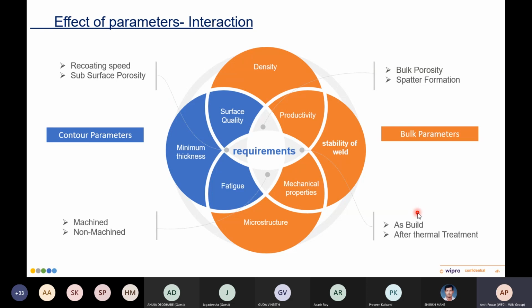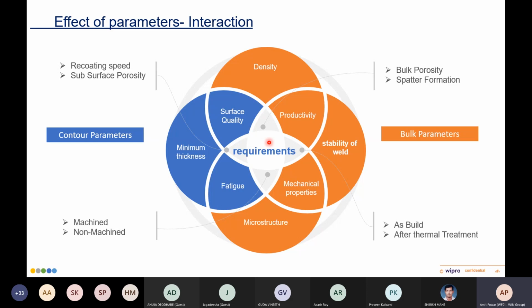So basically, the parameters I spoke about can be divided into two categories. The first category is the bulk parameters, and the second is the contour parameters. The bulk parameters directly affect your density, productivity, stability of the weld, mechanical properties, and microstructure. Whereas the contour parameters, as I mentioned earlier, affect the surface quality, minimum thickness, and fatigue properties.